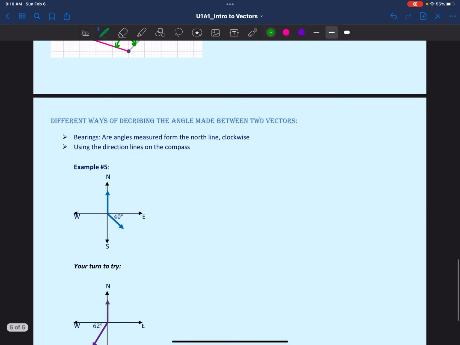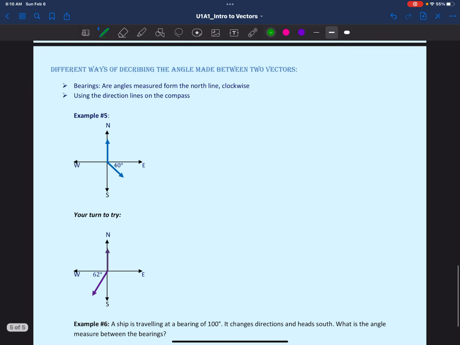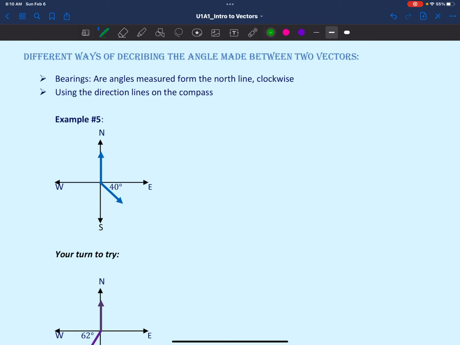Now, very often when we solve word problems, we have to deal with bearings. So what are bearings? Bearings are angles measured from the north line clockwise. That's the definition of it. And we use the direction lines on the compass. So here is the compass, by the way.